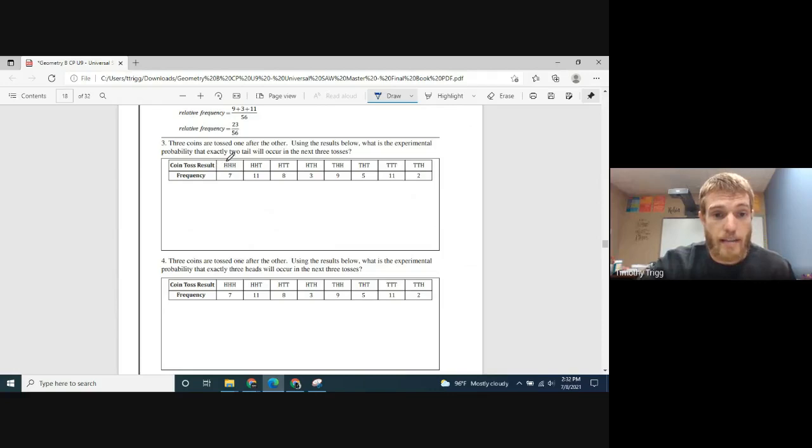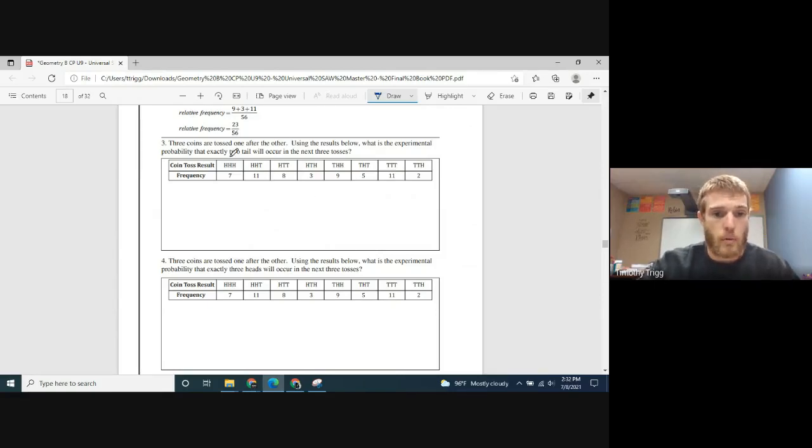So you could get heads, then heads, then heads. You could get heads, then heads, then tails. You could get heads, then tails, then tails. You could get heads, then tails, then heads. You could get tails, then heads, then heads. You could get tails, then heads, then tails. You could get tails, tails, tails, or you could get tails, tails, heads. So here's all the possible outcomes when flipping 3 coins. Okay, so there's 8 total possible outcomes here.